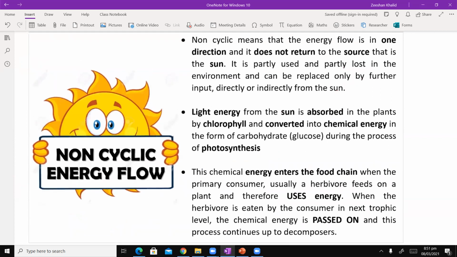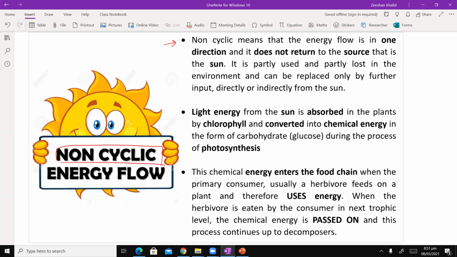We talked about the sun being the principal source of energy in all biological systems. There's one thing that we need to understand, and that is this energy flow, children, in the food chain, it is non-cyclic. Simply what that means is that once the energy is coming out of the sun, it does not go back. Look at the first bullet point. I have all of the points as spoon feeding for you. It says non-cyclic means that the energy flow is in one direction and does not return to the source, that is the sun. That's a classical definition of what non-cyclic energy flow is.